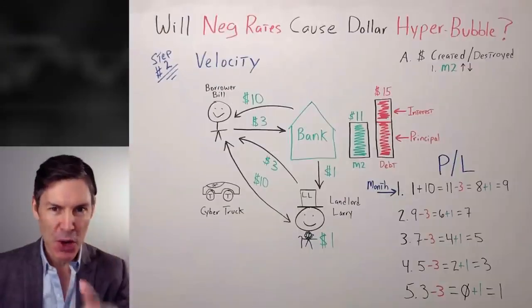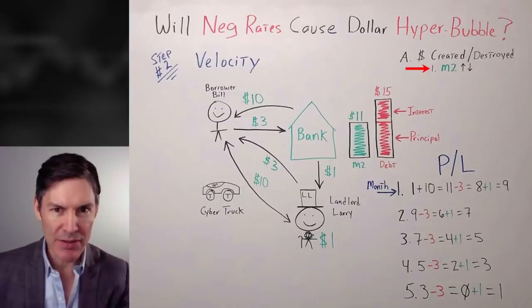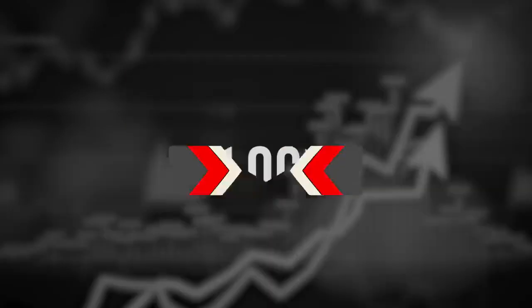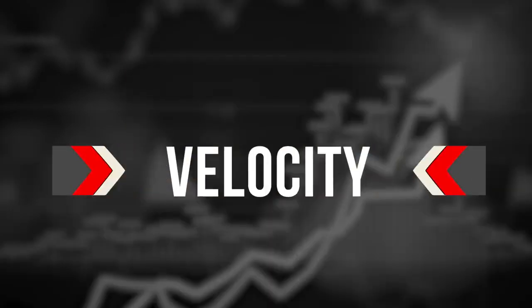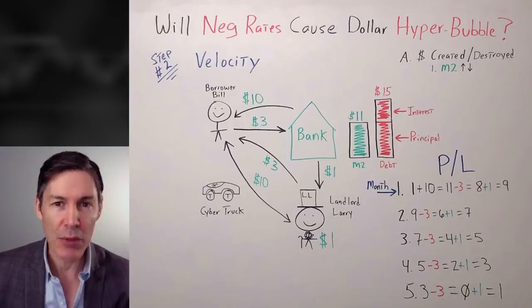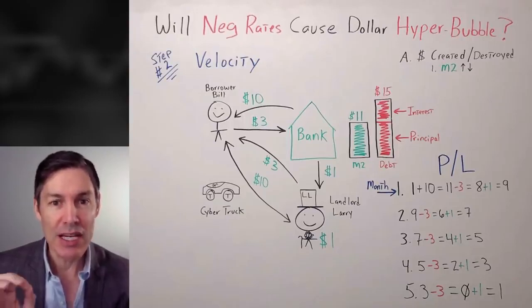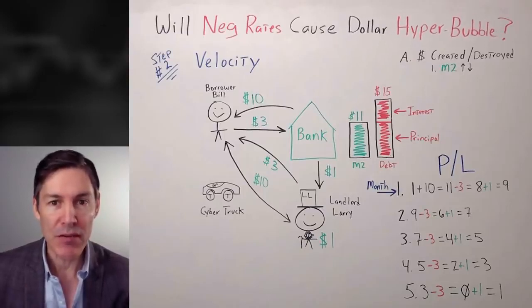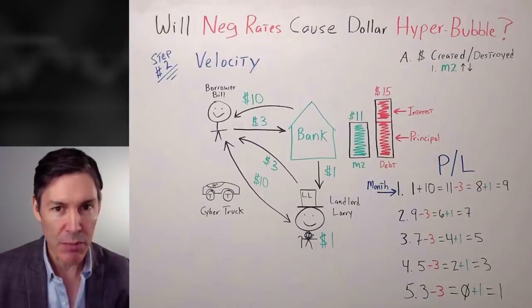Step number 2. We discussed why the money supply goes up and down, but now we really need to understand velocity. It's just as important as the money supply going up or down when we're trying to figure out if negative interest rates can create a dollar hyperbubble. And we're going to put all these pieces of the puzzle together in step number 3.